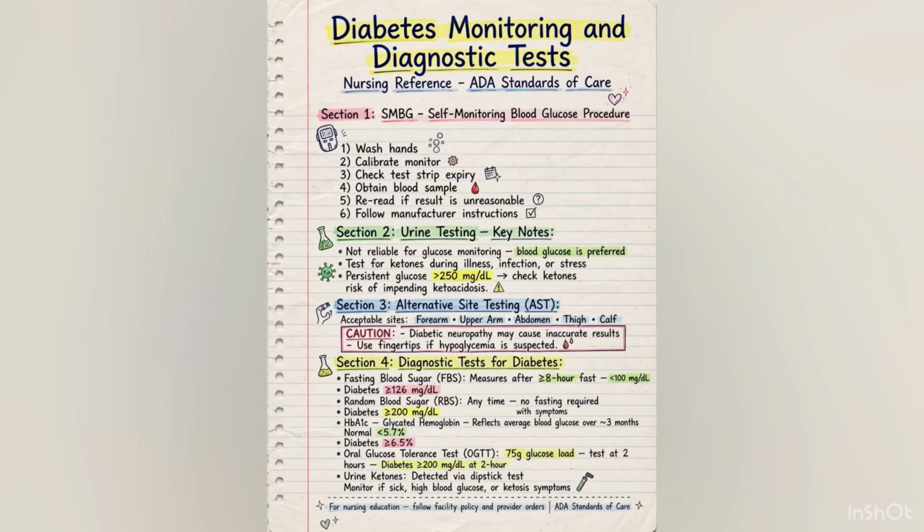Test number 3: HbA1c. This test shows the average blood sugar for the past 3 months. Normal is less than 5.7%. Diabetes is greater than or equal to 6.5%. Test number 4: OGTT, oral glucose tolerance test. Give the patient 75 grams of glucose. Check blood sugar after 2 hours. Diabetes is greater than or equal to 200 milligrams per dl. We also check urine for ketones when blood sugar is more than 250 milligrams per dl or during illness.